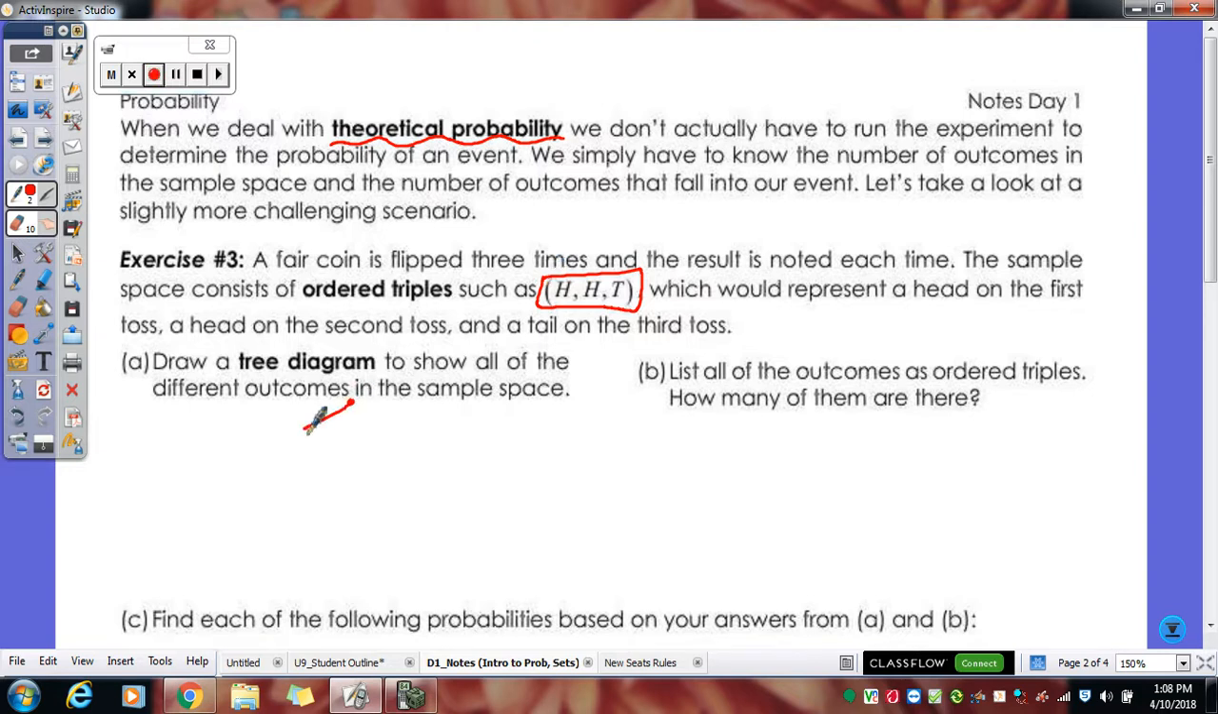So first time I flip my coin, I could get a heads or a tails. That line represents my first flip. Then if I get a heads on my first flip, what could I possibly get on my second flip? Heads or tails. And if I had tails the first time, I could get heads or tails the second time. So again, the second line represents your second coin flip.